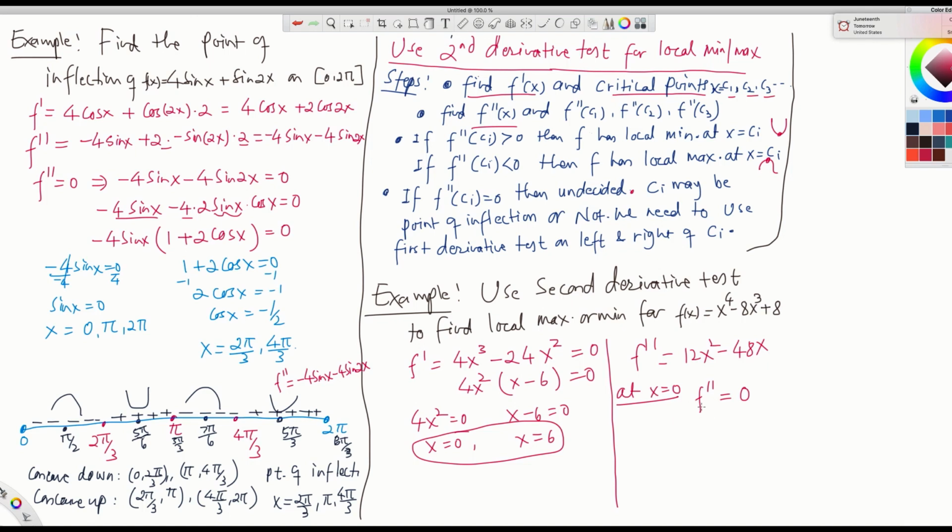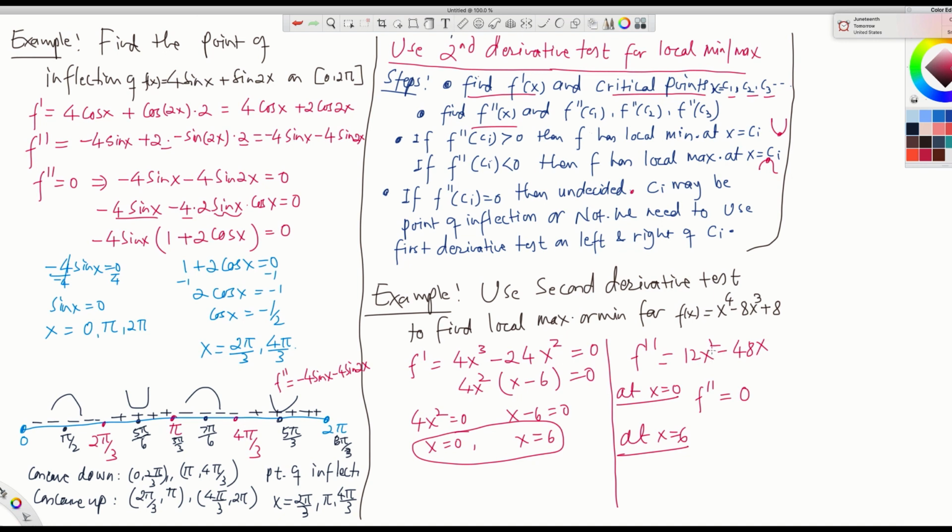So we'll have to go with the first derivative. Or you can use the second derivative for the concave up and down, or use the first derivative. Either one, you will get the answer, okay? So we'll have to do more work for this one. So let's do at x equals 6, what do you get? 12 times 6 squared is how much?